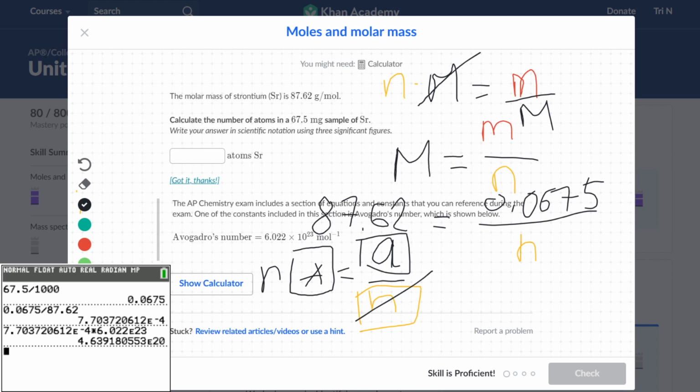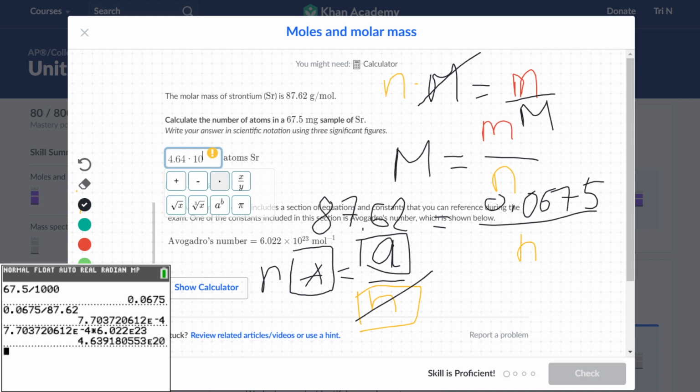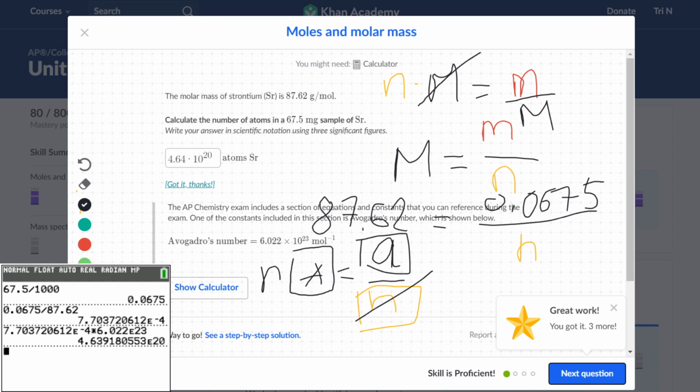That should be the number of atoms in the 67.5 milligrams sample of strontium. And we need three significant figures, so we are going to round it to 4.64 because the number behind it is 9, so we want to round it up. So 4.64 times 10 to the power of 20. And there we go. That will be the right answer. Next question.